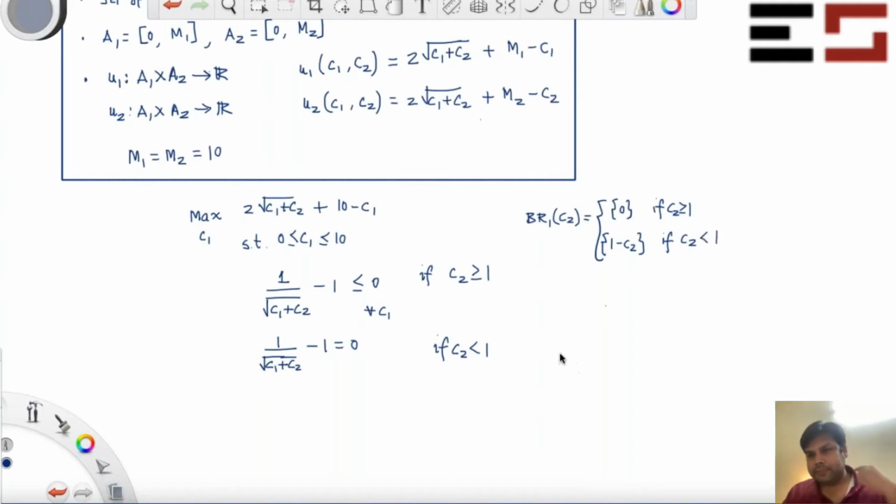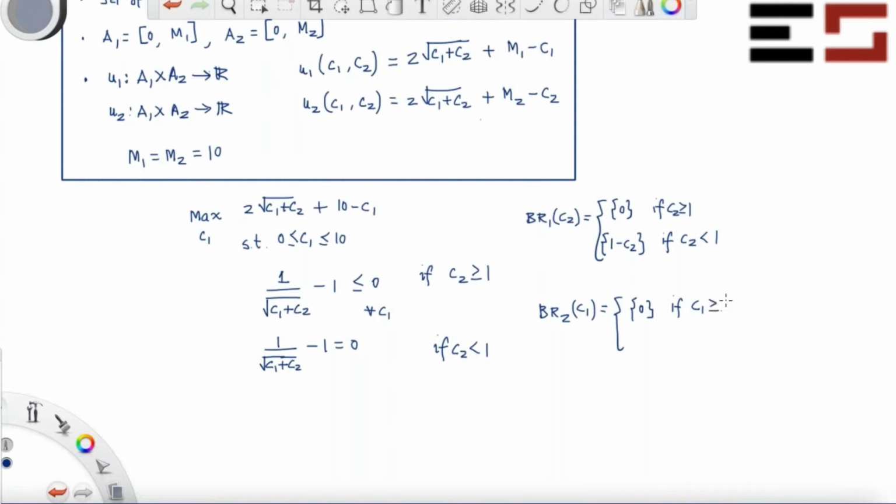Now, because this is a symmetric problem, we don't have to do this again. We can straight away write the best response of player 2. It will be 0 if C1 is greater than or equal to 1, and it will be 1 minus C1 if C1 is less than 1.